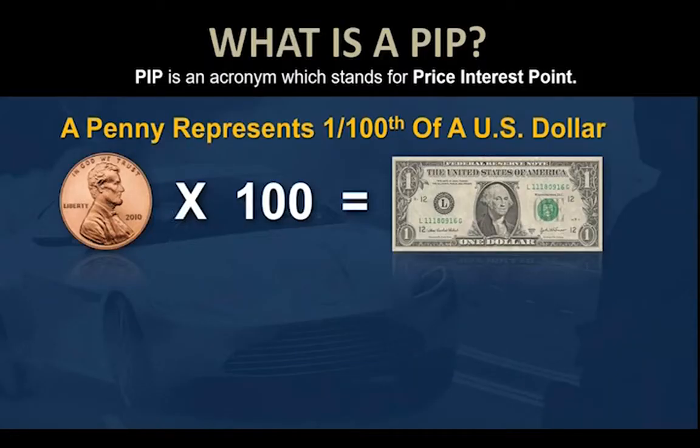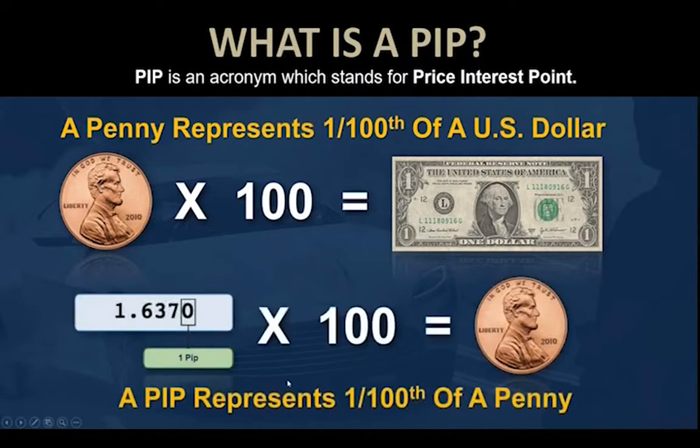Now, one more thing we need to know before we jump in and start actually trading in this market. What we're trying to do is capture what are called pips. Now, PIP, it is an acronym. It stands for price interest point. Very simply, most of you probably already know that there are 100 pennies in a US dollar. So basically a penny represents 1/100th of a US dollar. If we were looking for a unit of measure that's smaller than a penny, it's the equivalent of what is called a pip. Just as a penny represents 1/100th of a dollar, a pip represents 1/100th of a penny.